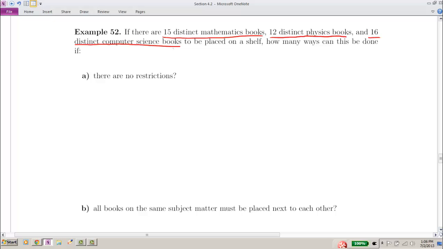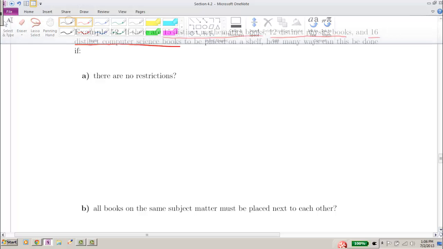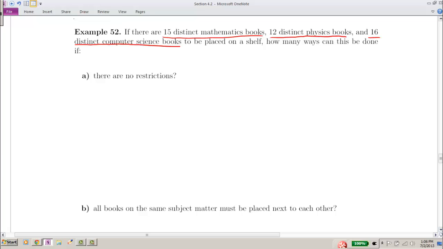And we're going to look at a couple different criteria. So first of all, suppose there are no restrictions. Suppose I just don't care about having any organization to how I place them on the shelf, any particular ordering. As long as they all end up on the shelf, I don't care. If we have no restrictions, how many ways can we do this? Really, in this situation, all I care about is the number of books that I have. If we're going to count the number of ways, I don't really care about what subsets they might belong to.